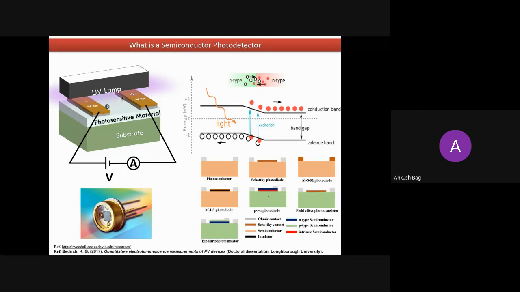In our research, mostly we are focusing on the MSM photodiode, where we have a semiconductor material with two metallizations on top, forming two metal semiconductor junctions. That gives us the complete metal semiconductor metal photodiode. Why we are choosing this metal semiconductor metal photodiode, we'll discuss.